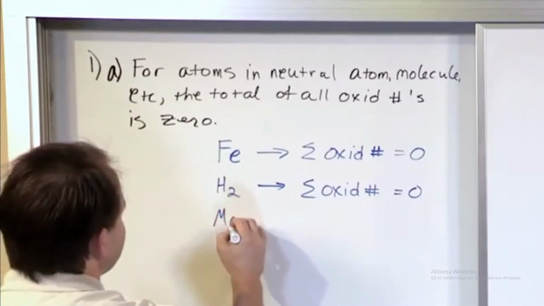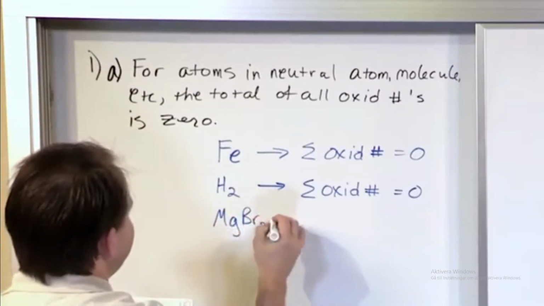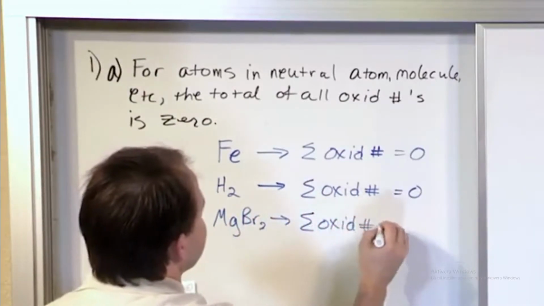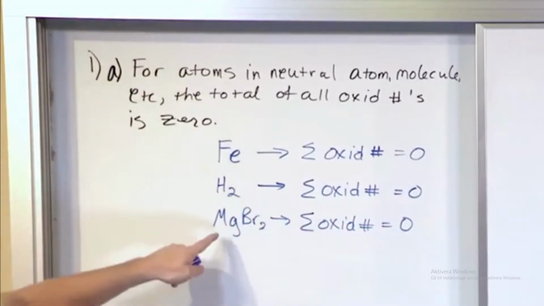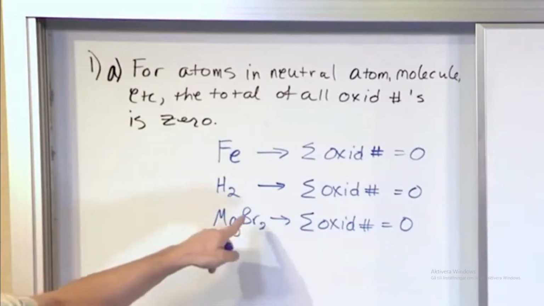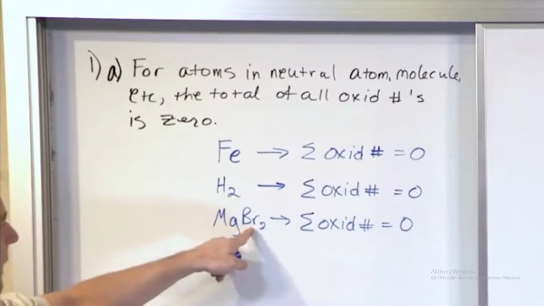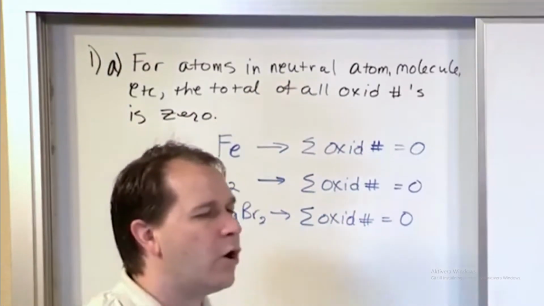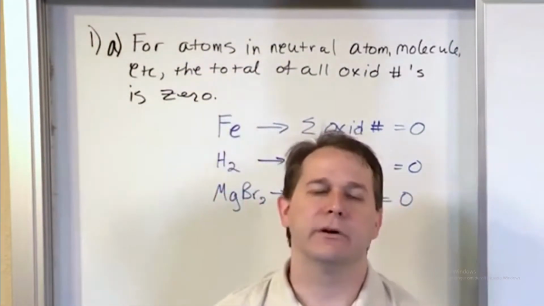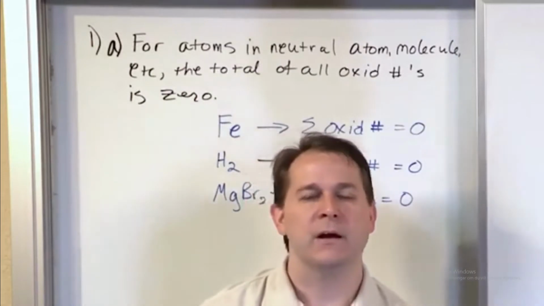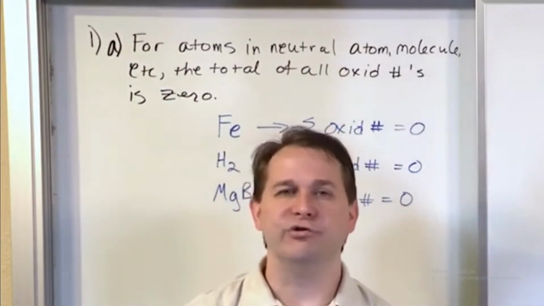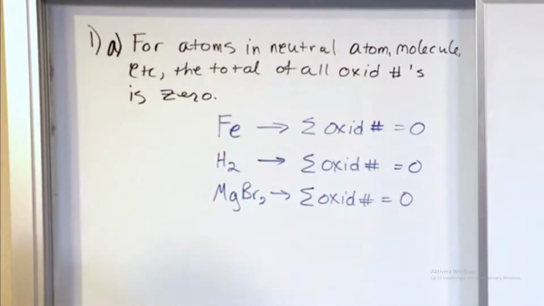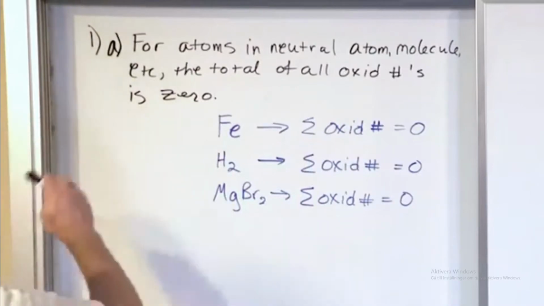All right, let's look at something like magnesium bromide, MgBr2. What it's saying is the sum of the oxidation numbers in this compound is 0. So if I find the oxidation number of the magnesium, and if I find the oxidation number of the bromine, then once I multiply by the subscripts and add everything together, I'm going to get 0. So all Rule 1A says is something that you already really know from what we talked about before: the sum of all the oxidation numbers in a neutral atom or compound always has to be 0. And it's an important rule, and it's the very first rule on the list.